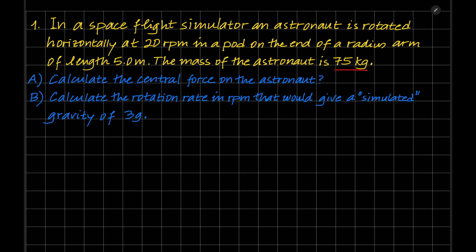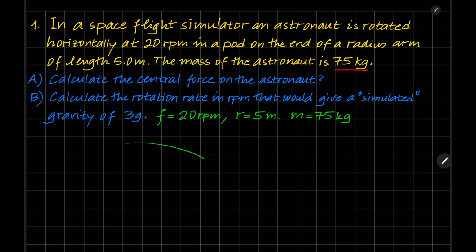Let's start with choice A, or let's first write down the givens. 20 rpm means the frequency of the motion is 20 rpm, and the radius is 5 meters, and the mass of the astronaut is 75 kilograms.